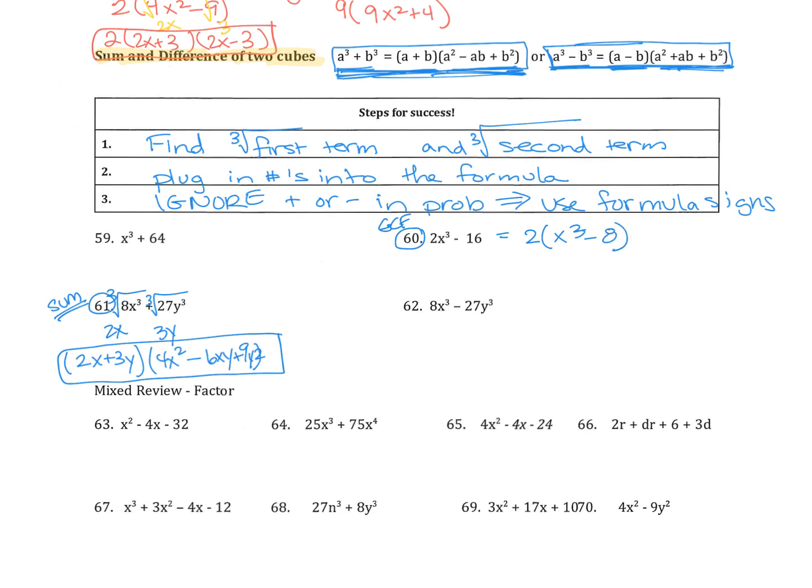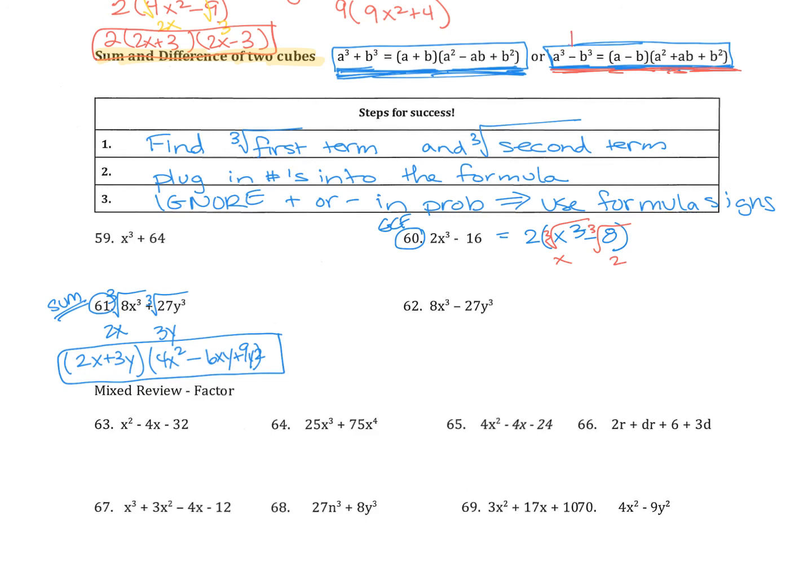Now I can clearly see my difference of 2 cubes. I've got an x cubed minus an 8. So now let's get started. My cubed root of x cubed is x, the cubed root and the exponent 3 cancel. My cubed root of 8 is 2. And I'm completely ignoring the minus sign in my problem because I'm going to now use my formula on the left. The formula on the left is for when I have the difference of 2 cubes.